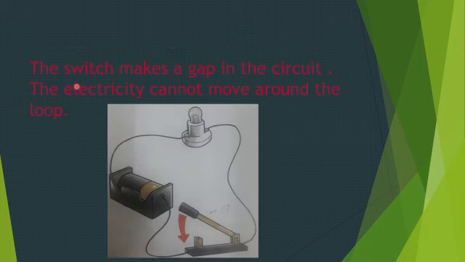Next one, the switch makes a gap in the circuit. The electricity cannot move around the loop. So the electricity cannot move around the loop.